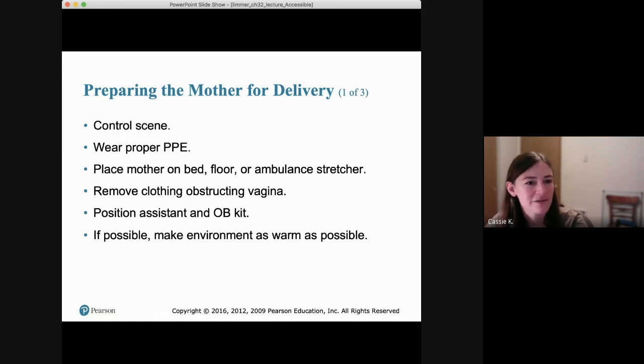So if we are going to deliver on scene, control the scene, make sure we're wearing appropriate PPE. We can put the mom on the bed, floor, or an ambulance stretcher. We're going to remove any clothing blocking the vagina. We're going to get an assistant, make sure we've got some people to help us, and go get an OB kit. If possible, make it as warm as possible.